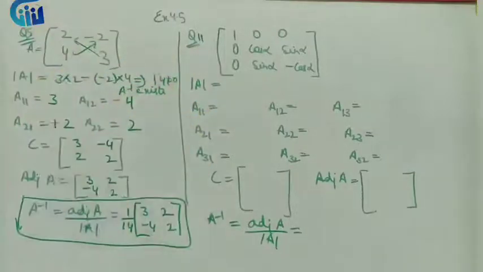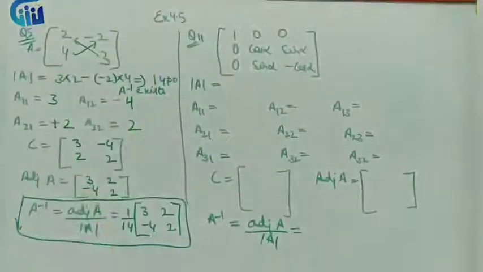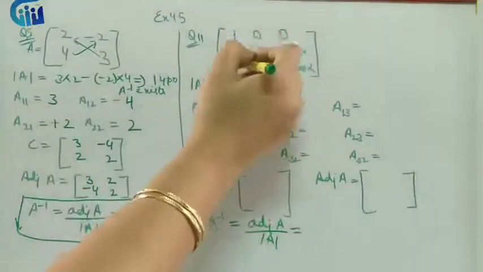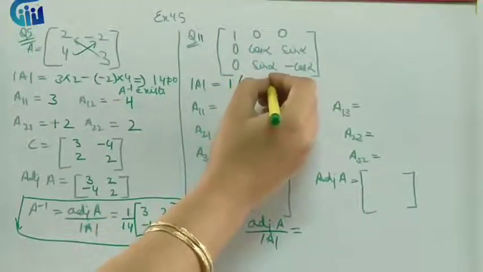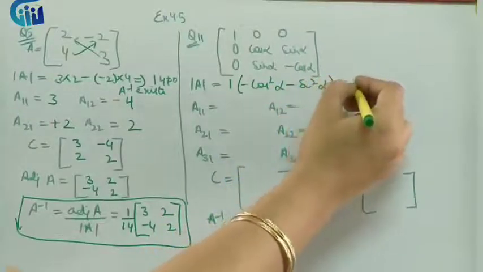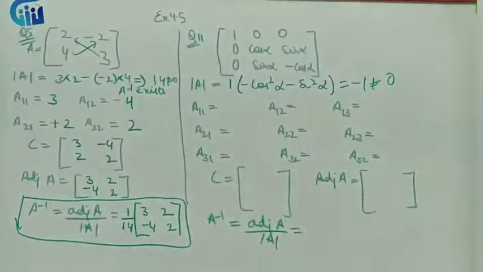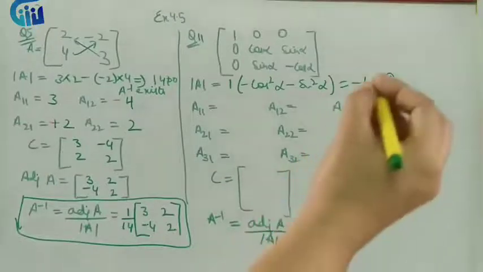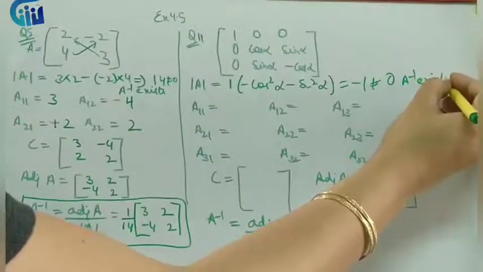Now for 3x3, what will I do? First thing that I'll do is find the determinant. Since we have zeros along the first row and first column, I can expand along the first row. If I cross multiply, what will I get? Minus cos square alpha minus sine square alpha. If I take minus common, it will be minus 1 times sine square alpha plus cos square alpha, which is 1. So determinant is minus 1. Non-zero, it means A inverse exists. So we will say A inverse exists.